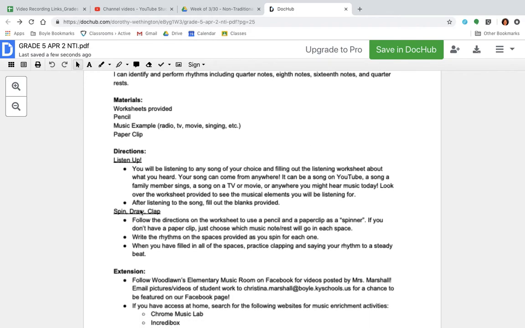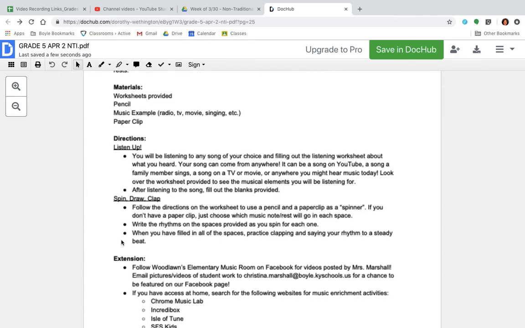Spin, draw, clap. Follow the directions on the worksheet to use a pencil and a paper clip as a spinner. If you don't have a paper clip, just choose which music or note rest will go in each space. Write the rhythms on the spaces provided as you spin for each one. When you have filled in all of the spaces, practice clapping and saying your rhythm to a steady beat.